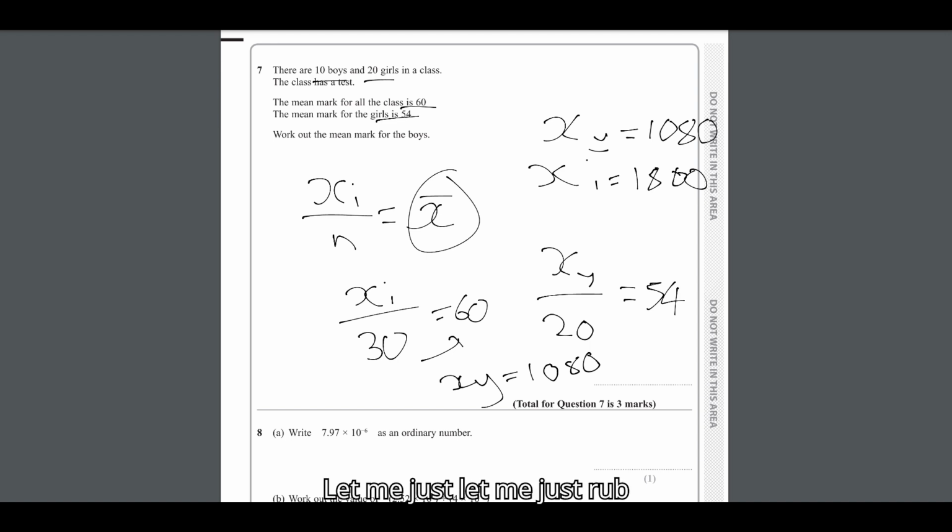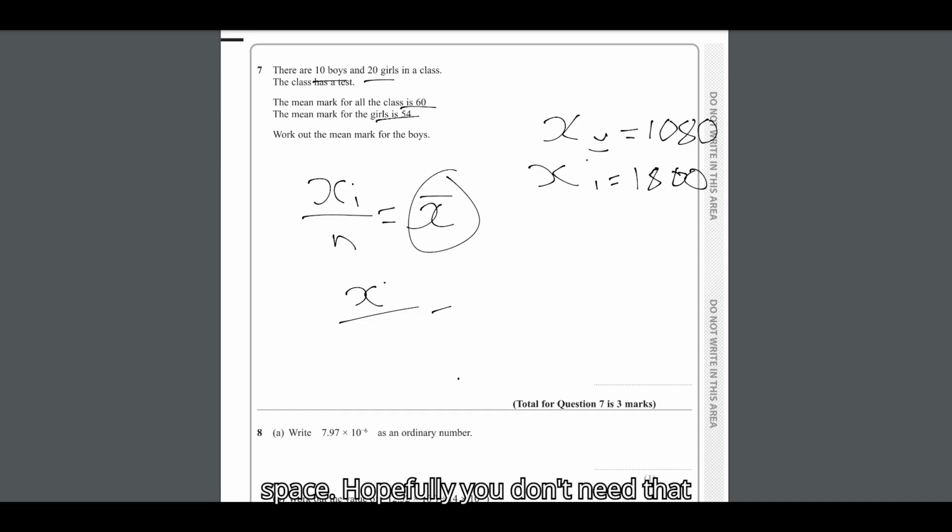Let me just rub out all of this to make more space. Hopefully you don't need that anymore.